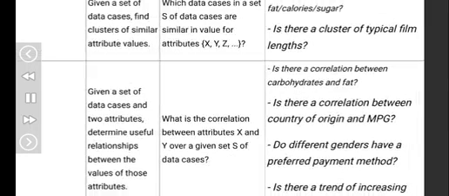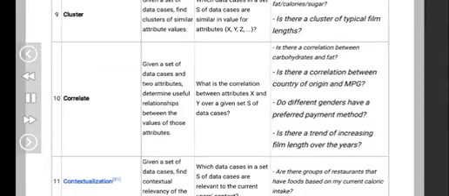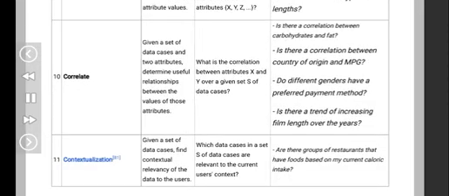10. Correlate. Given a set of data cases and two attributes, determine useful relationships between the values of those attributes. What is the correlation between attributes x and y over a given set S of data cases? Is there a correlation between carbohydrates and fat?